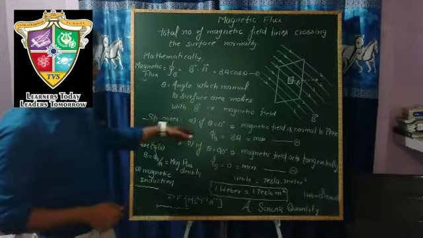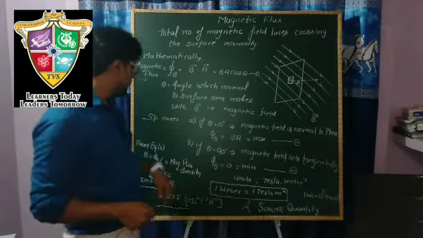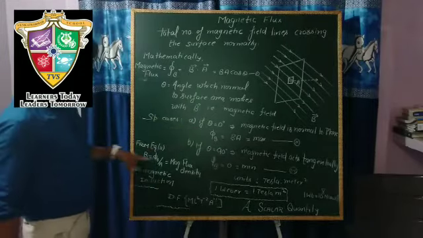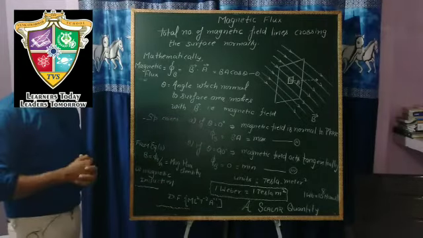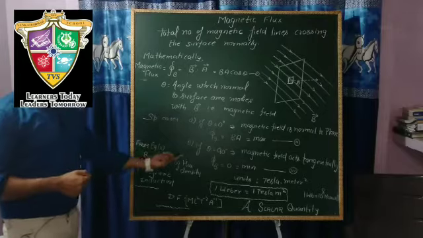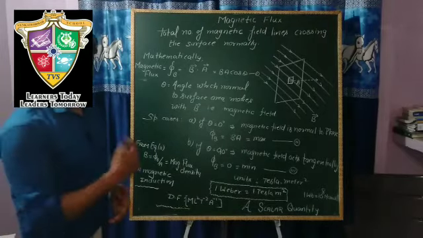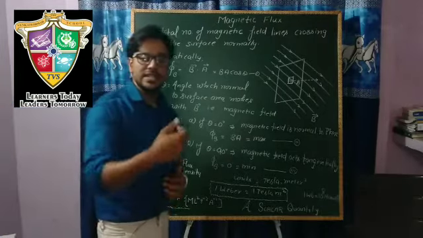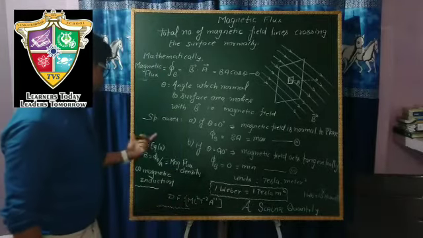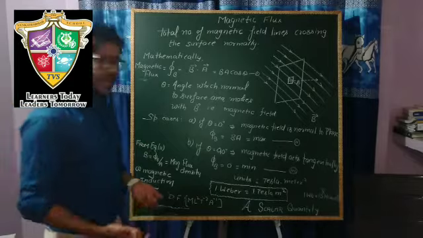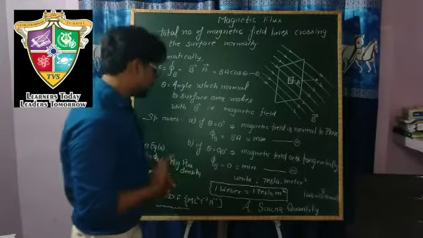If we take this relation phi B is equal to BA, then from this relation B is equal to phi B upon A. This is magnetic flux per unit area, or we can say magnetic flux density. So this B is known as magnetic flux density or magnetic field induction or magnetic flux per unit area. Any one of you can say this.